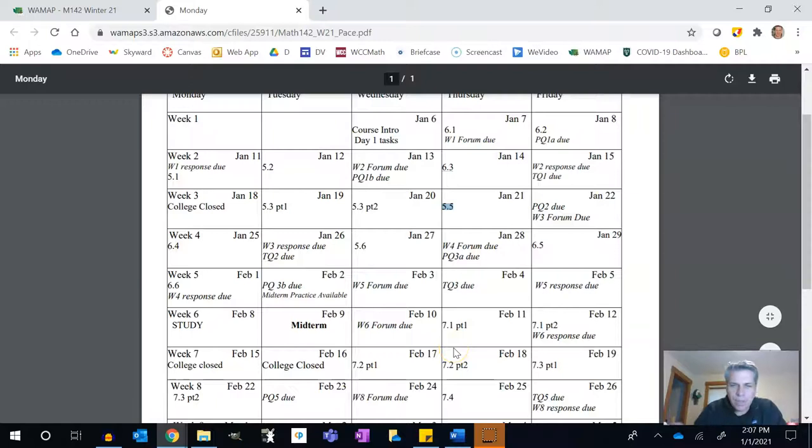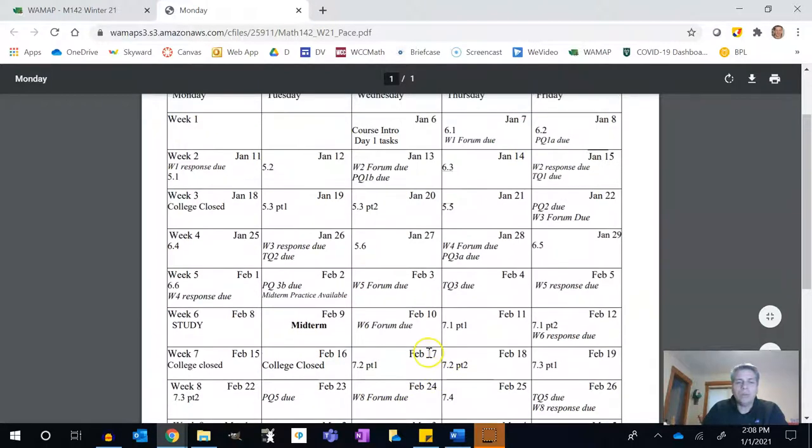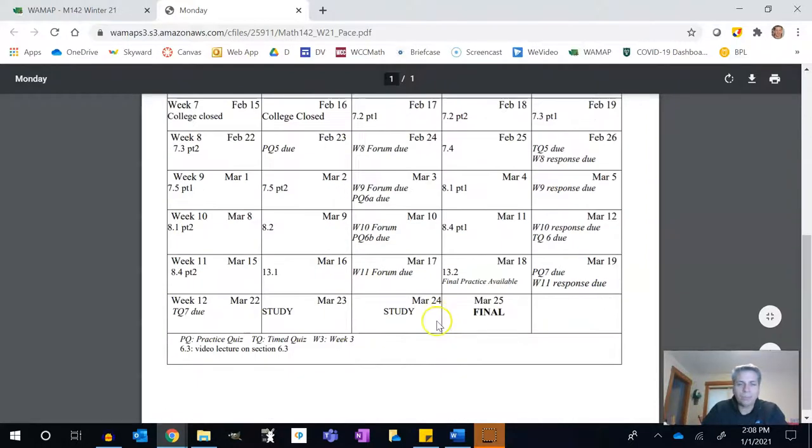There's a couple of exceptions, but I've tried to structure the course so that most of the time your initial forum is due on a Wednesday. Your responses to other people's forum entries are due on Friday. The practice quiz is usually on Wednesday. The timed quiz is usually on Friday. There's a couple of exceptions to that because weeks get a little mixed up, since we have some days that the college is closed. But for the most part, I tried to keep it to that.